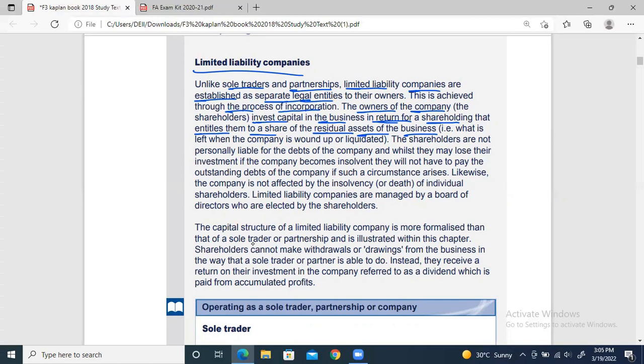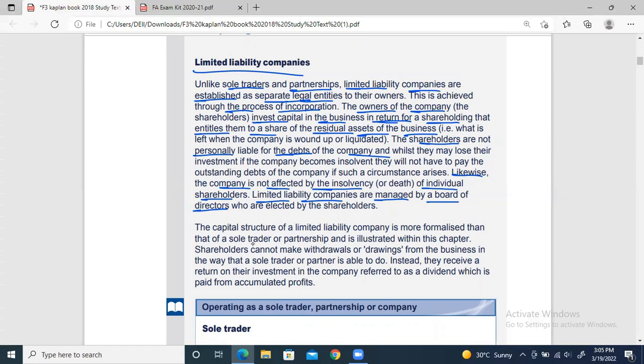This is the reason why shareholders purchase the shares of these companies, and when the company dissolves, when the company finishes, the shareholders are entitled to part of the assets of the company. Okay, the shareholders are not personally liable for the debts of the company. So again, this basically is limited liability, which I'll explain in just a while. Likewise, the company is not affected by the insolvency of individual shareholders. Limited liability companies are managed by a board of directors. This thing we'll also discuss in just a while.